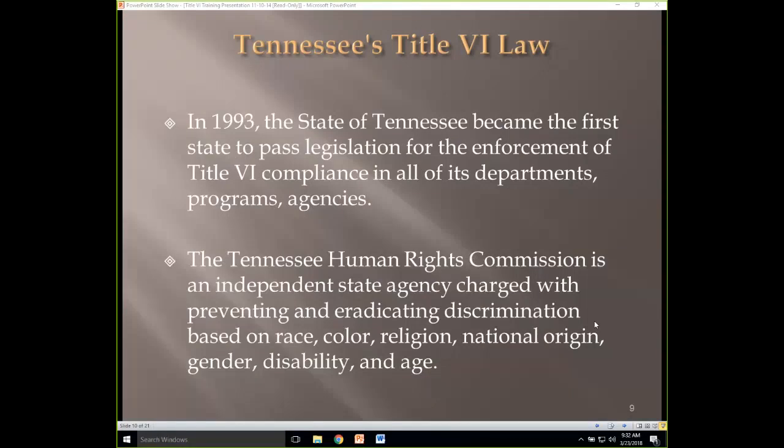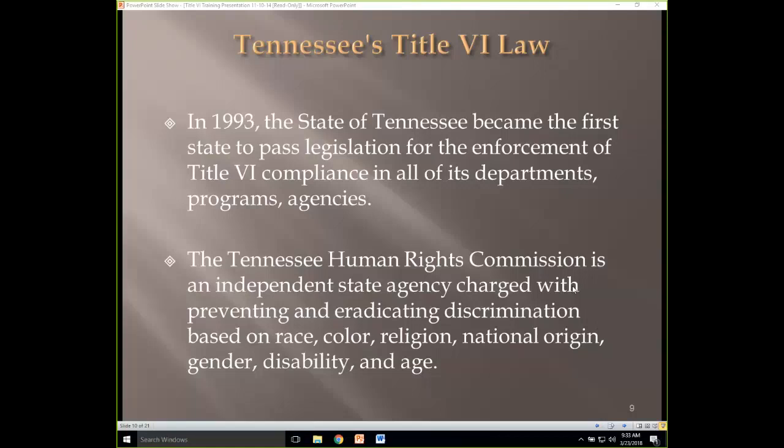The Tennessee Human Rights Commission is an independent state agency charged with preventing and eradicating discrimination based on race, color, religion, national origin, gender, disability, and age. So there you'll see that they deal with discrimination that's covered under Title VI, race, color, and national origin, but they also work on preventing and eradicating other types of discrimination as well.